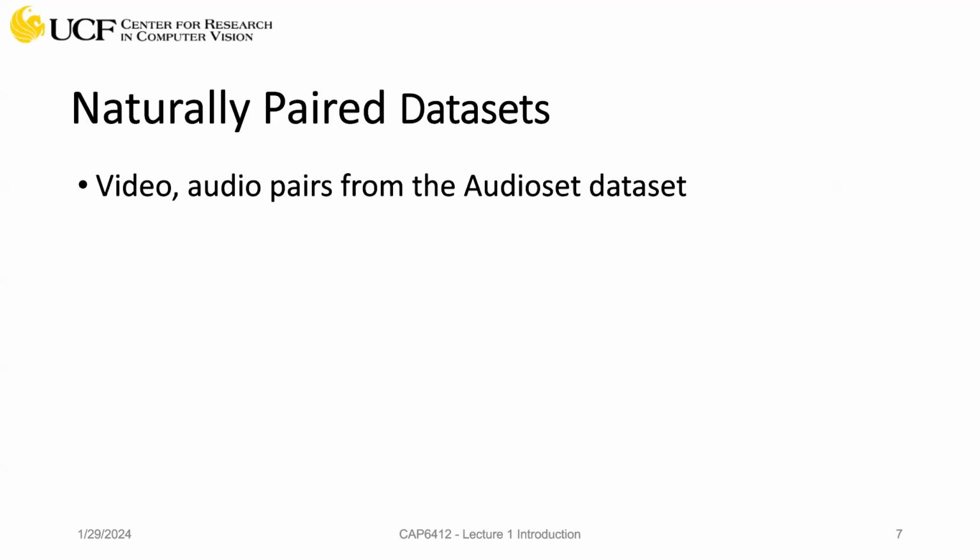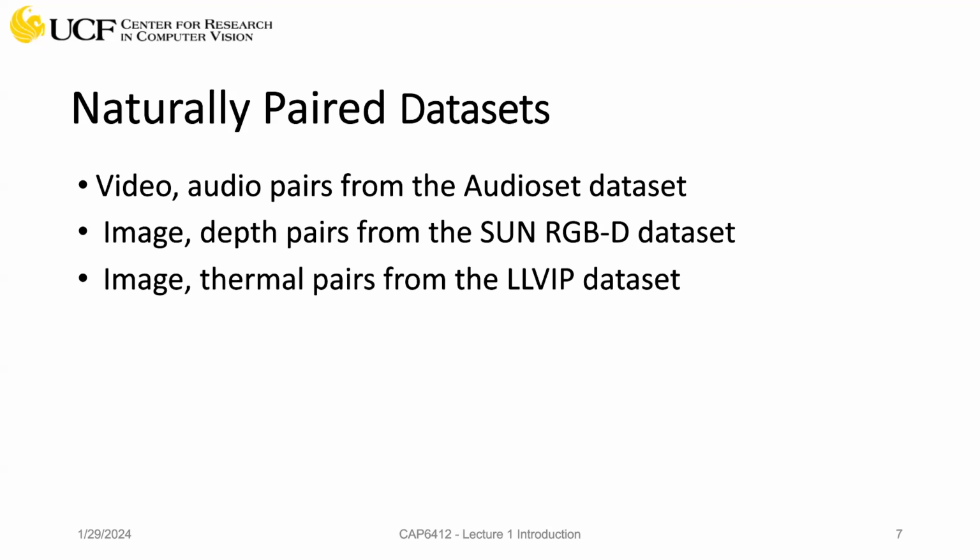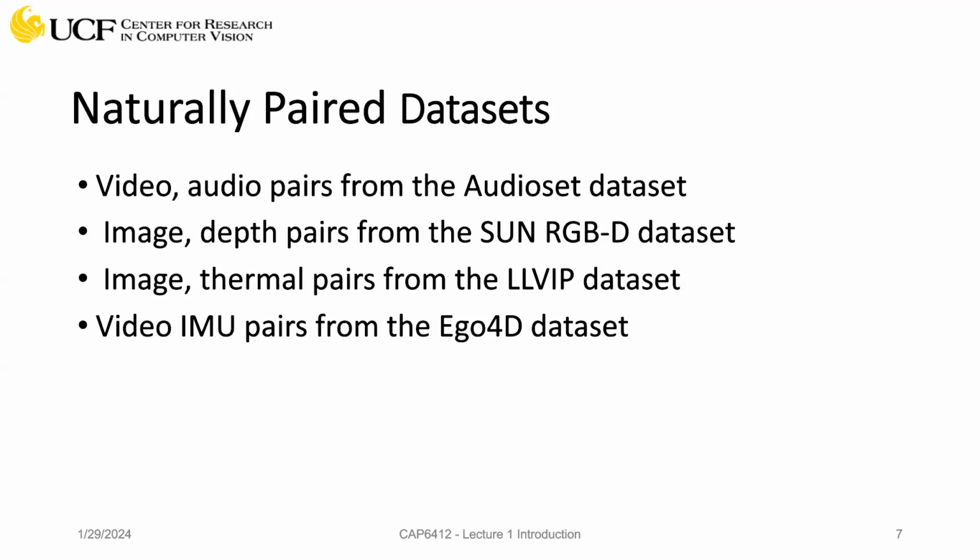So what they did is they got the video-audio pairs from the AudioSet dataset. Then they got image and depth pairs from the SUN RGB-D dataset. These are publicly available datasets. And they got image-thermal pairs from the LLVIP dataset and the video-IMU pairs from the Ego4D dataset, which is from Facebook, or Meta.